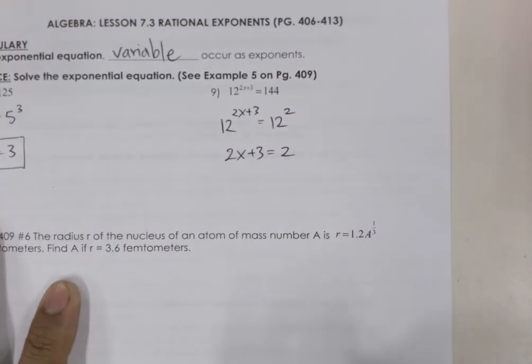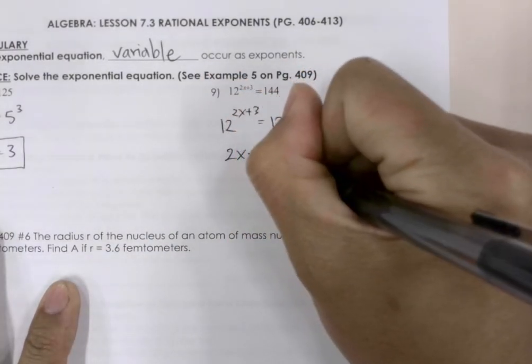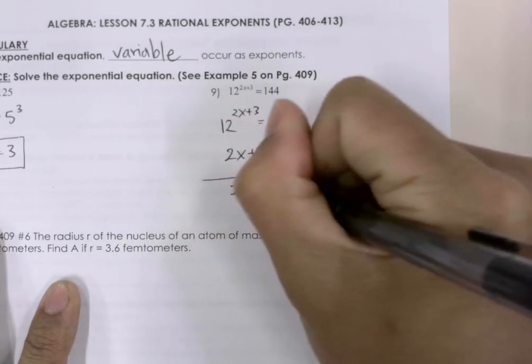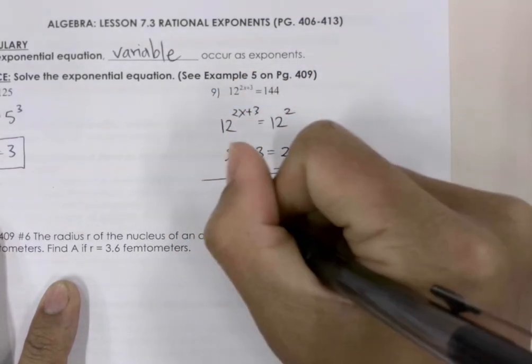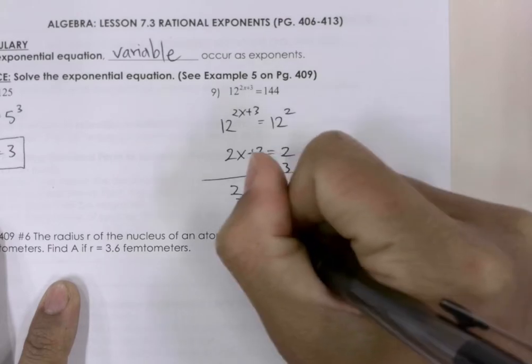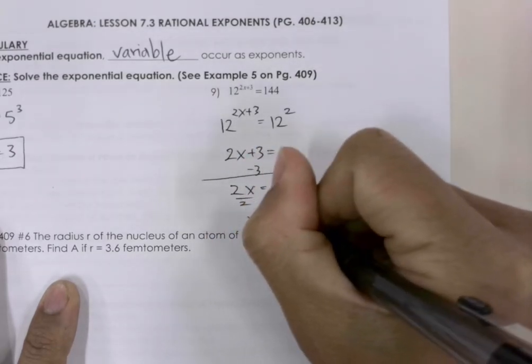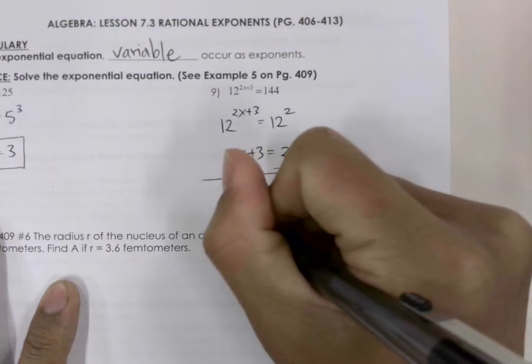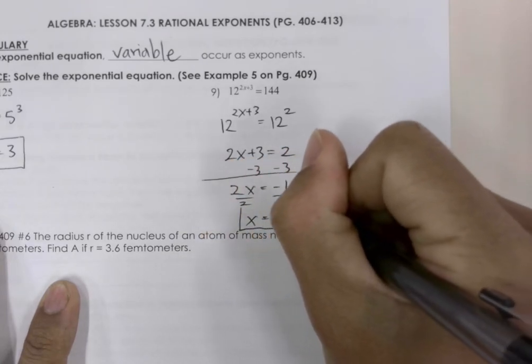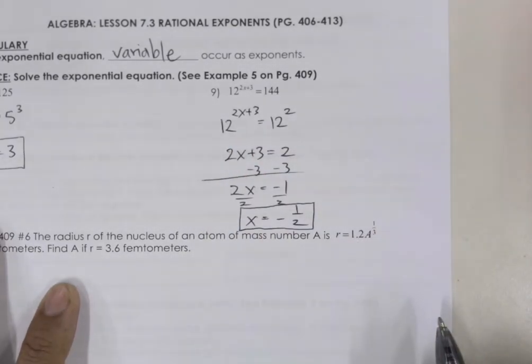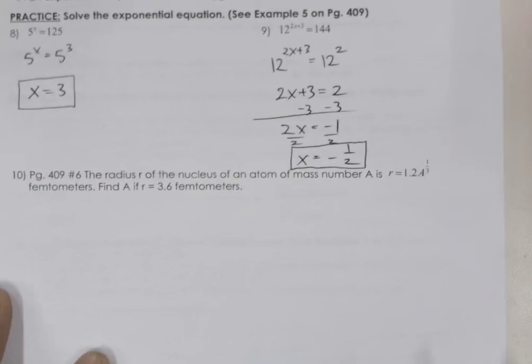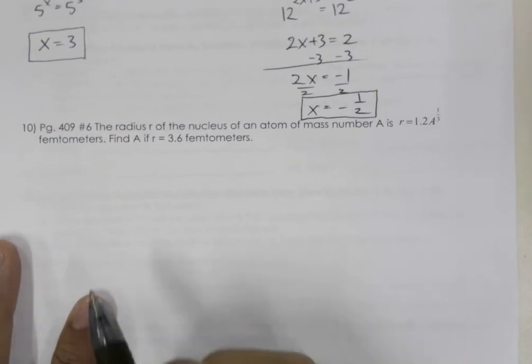We'll solve for x by subtracting 3 from both sides of the equal sign. We get 2x is equal to negative 1. And then we're going to divide by 2 on both sides to get x is equal to negative 1/2. And that's going to be our final answer. And I'll put a box around it. Alright, let's go ahead and look at this last problem here.